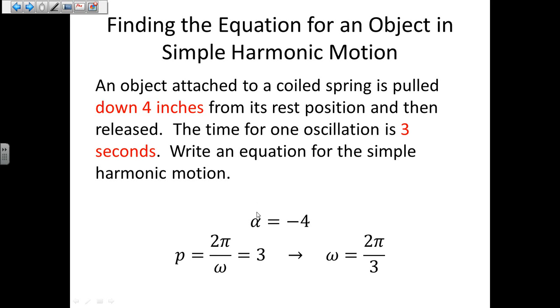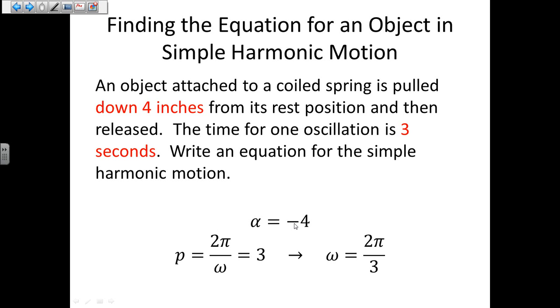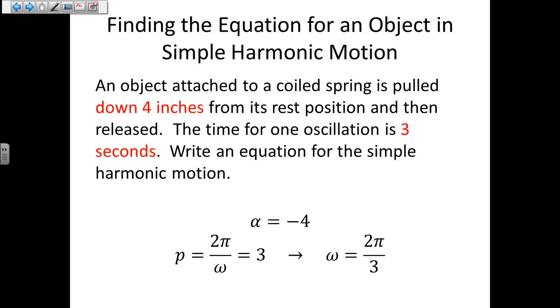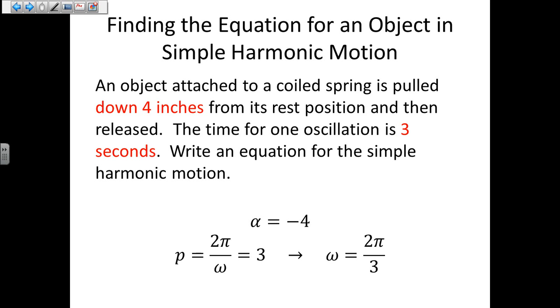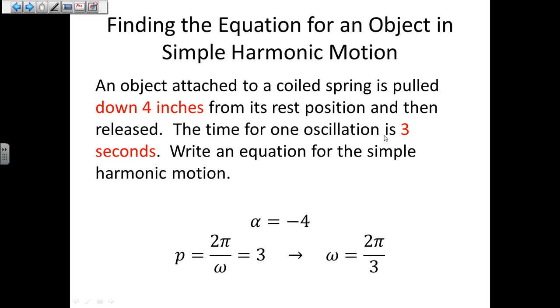Our alpha is pulled down 4 inches, so our alpha is actually going to be -4. Our amplitude is just a plain old 4, but the alpha is a -4. The 3 seconds, it says, is the time for one oscillation. That's the definition of the period.